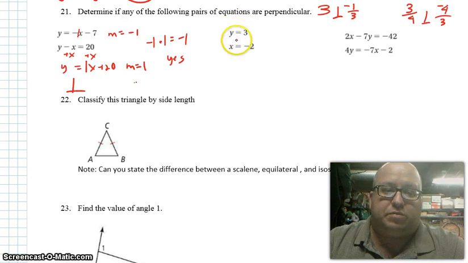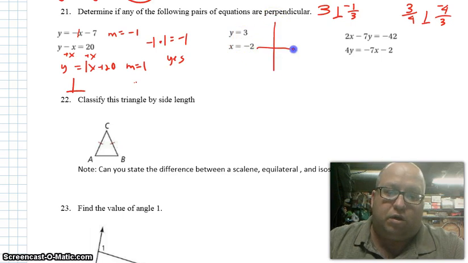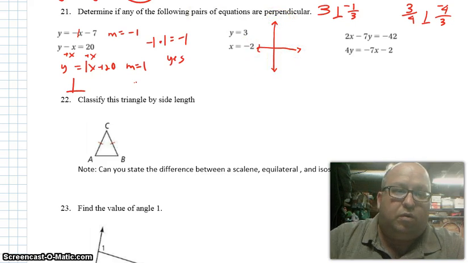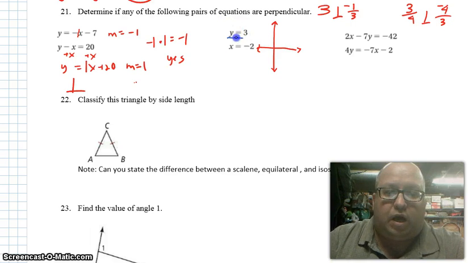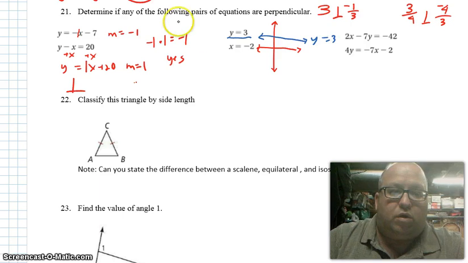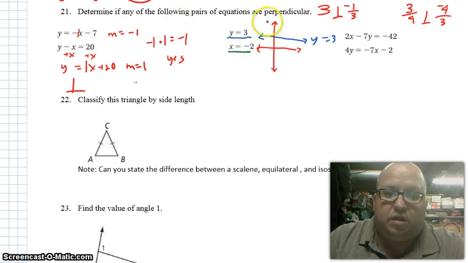All right, here. Now here we've got y equals 3 and x equals negative 2. These are kind of the exceptions to most of the rules because one of these has no slope, or rather an undefined slope. So you're going to have to use your knowledge of what a y equals 3 line looks like and what an x equals negative 2 line looks like. On your Cartesian coordinate system, all your y equals lines go this way. Y equals 3 is right up there. All your x equals lines go this way, and that's approximately x equals negative 2.